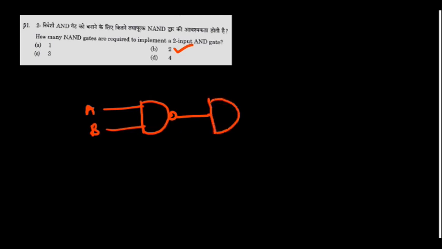How many NAND gates are required to implement a 2 input AND gate? I think no need to write, it's 2. We have a NAND gate that gives AB. This output again we give to another NAND gate with the two inputs shorted. So this is an AND gate, we will get the AND gate function. So it's two NAND gates.